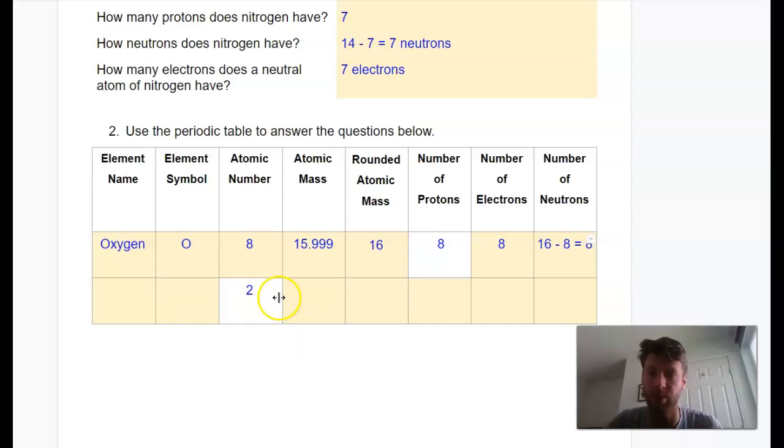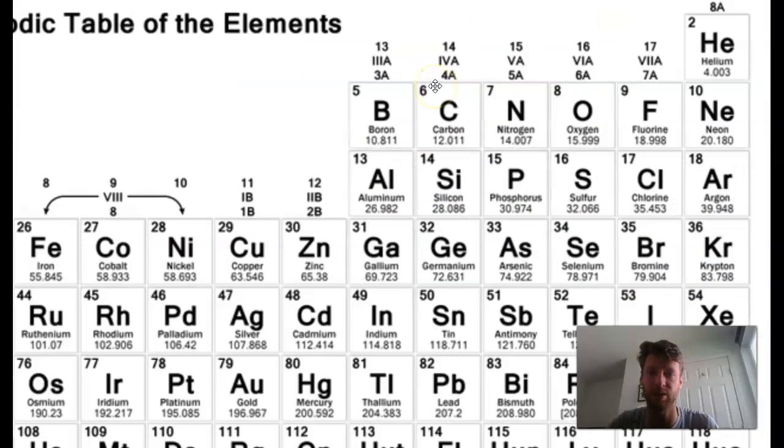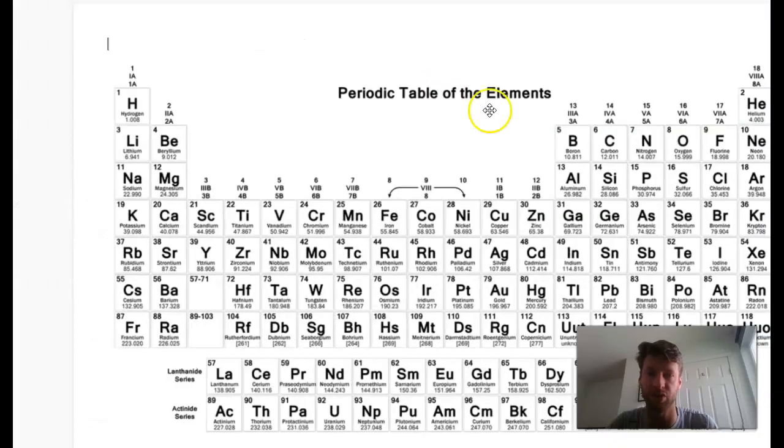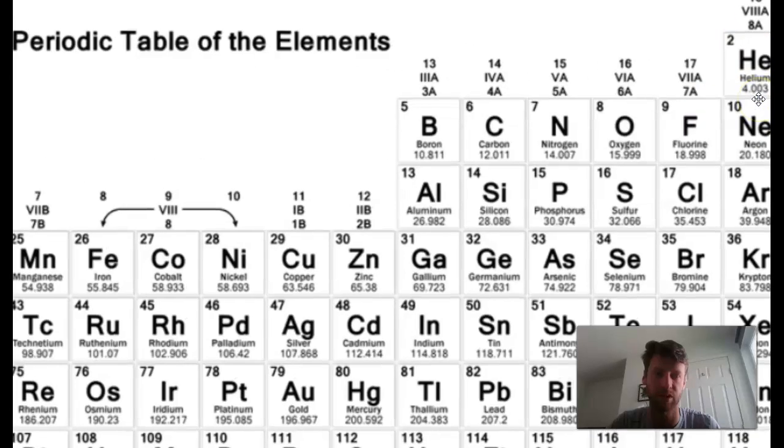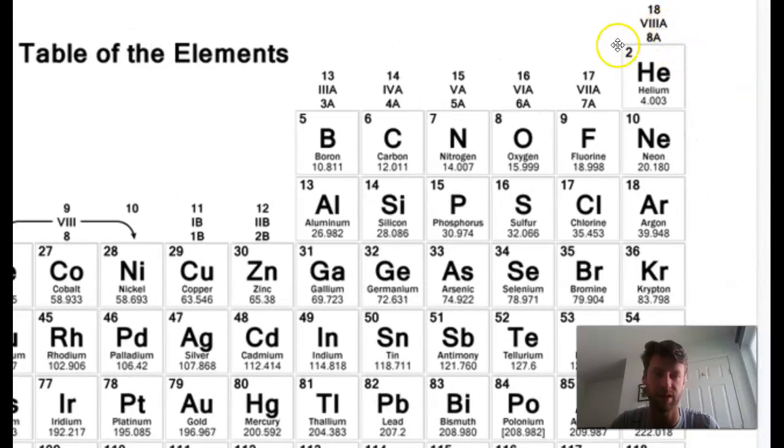All right, next one. We have an atomic number of 2. So let's go back to our periodic table and try to find where an atomic number of 2 is located. I see it right here in the top right-hand corner for helium. Okay, so let's zoom in on helium and use this information.